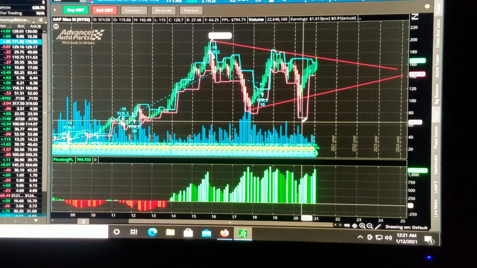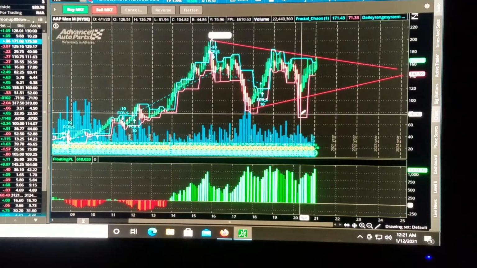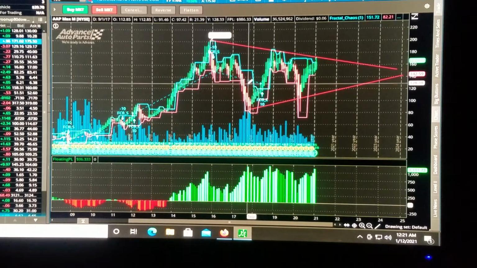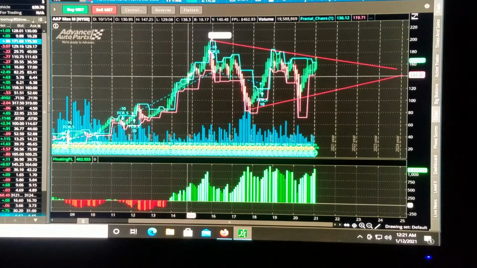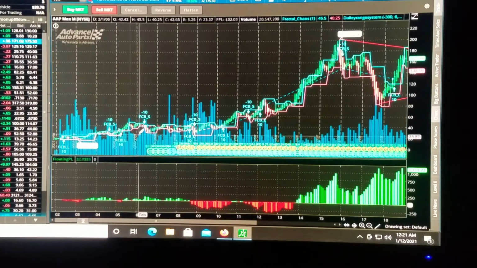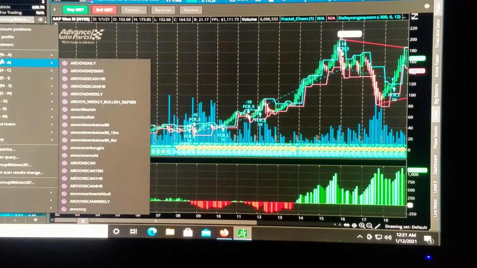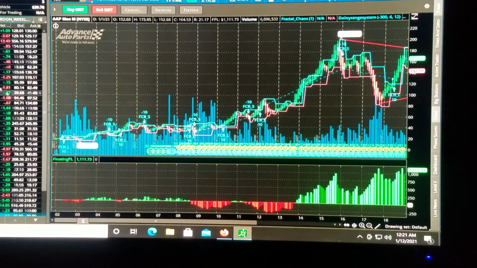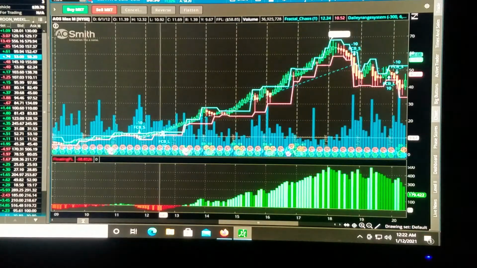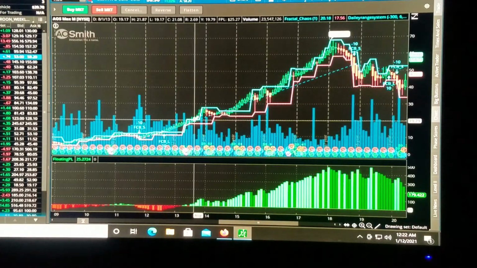Let's see what the Fractal Chaos bands say. Need to come in and chart for breakouts better. That was a reasonable breakout. I caught it.